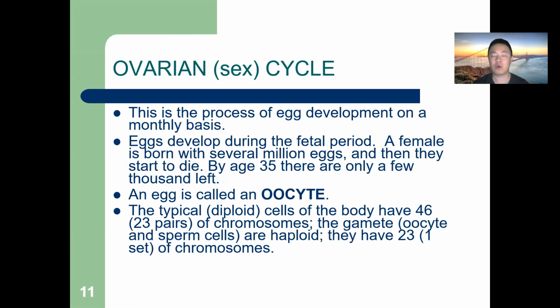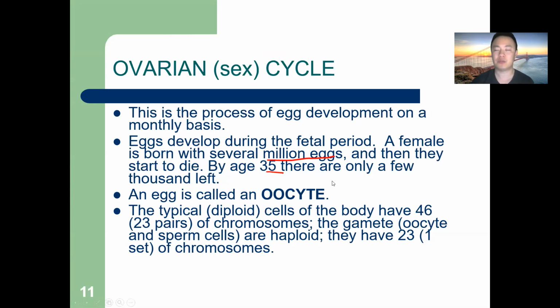Okay, so let's talk about the ovarian sex cycle here. Now, this is a process of egg development on a monthly basis, around 28 to 45 days. Everyone's a little different. The eggs develop during the fetal period. That's the thing, though. Men, our sperm cells don't get created until we reach puberty. Ladies, for you, your egg cells are created while you're in your mother's womb. A female is born with several million eggs, and then they start to die, but then around age 35, there are only a few thousand left.